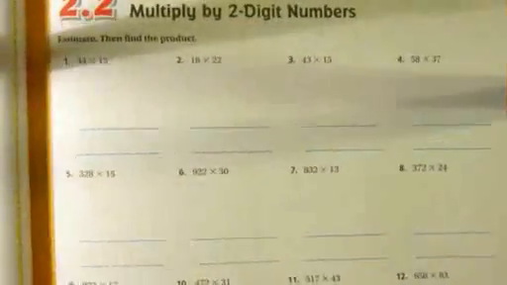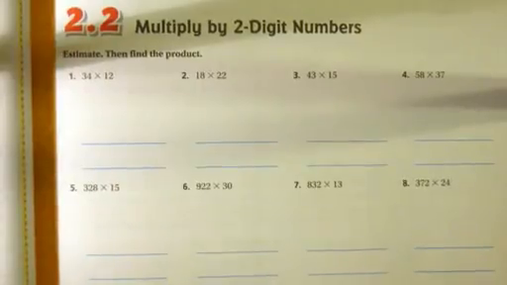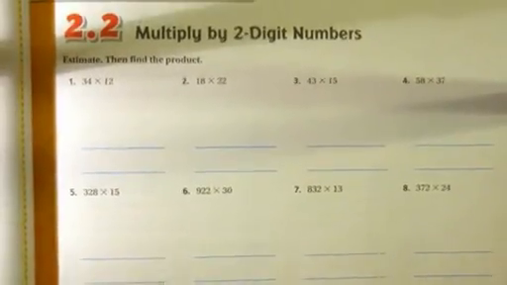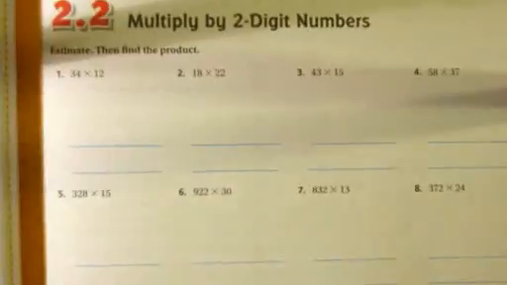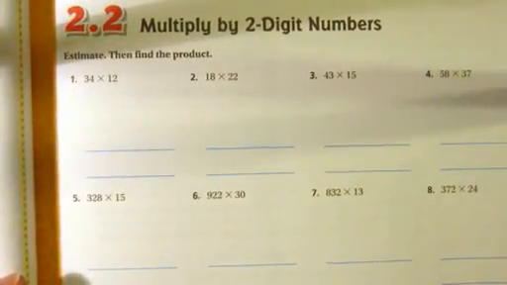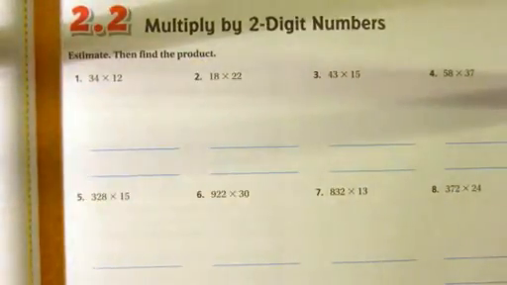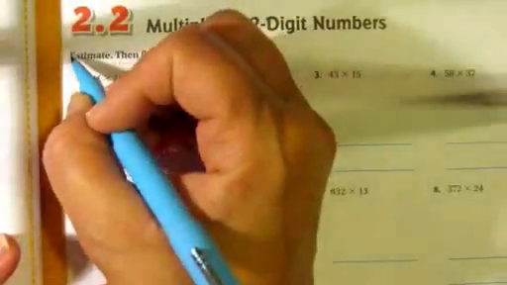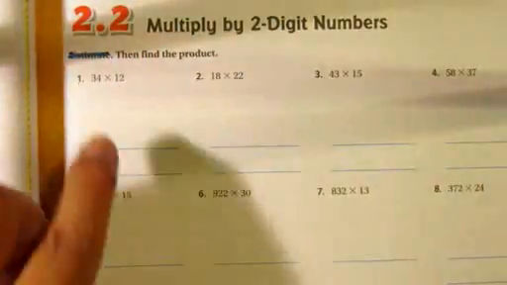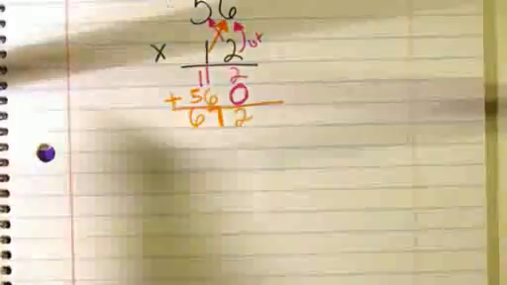So the assignment in the math textbook is 2-2, multiply by two-digit numbers. And let's go ahead and look at the first few problems. First of all, the directions say estimate, then find the product. The product is an answer to a multiplication question. Well, let's go ahead and mark out the word estimate, and we'll cover that more in class. We'll do 34 times 12. I'm going to work on my notebook paper, but you can work inside your textbook.